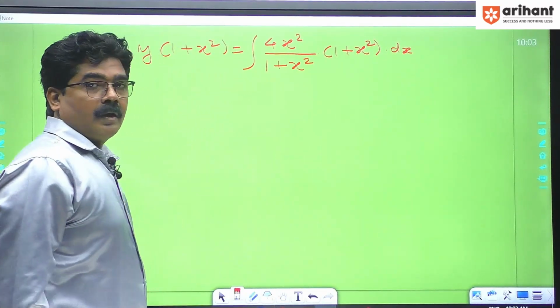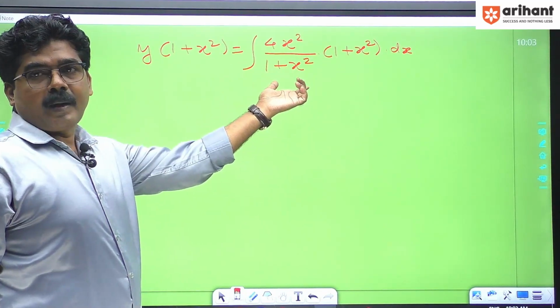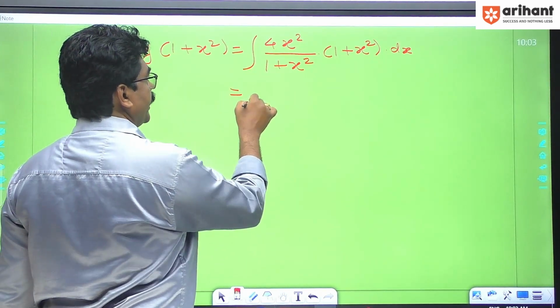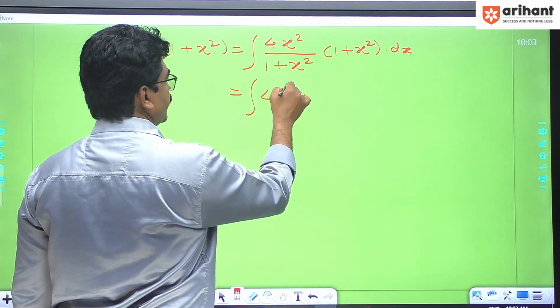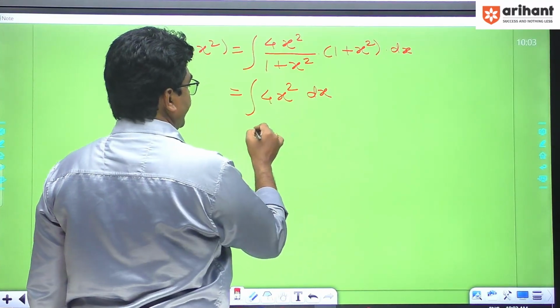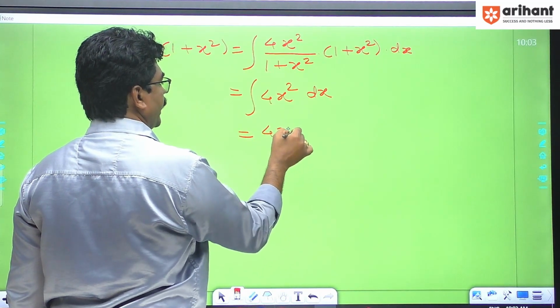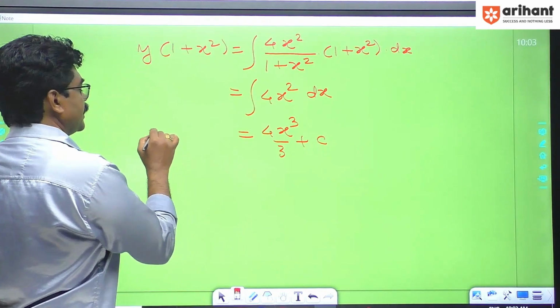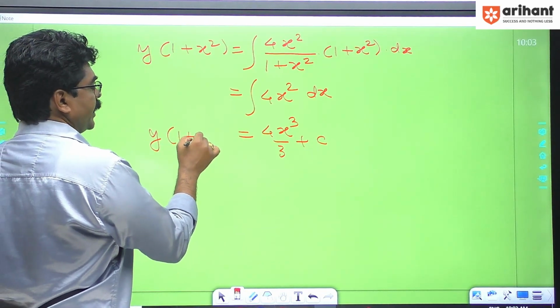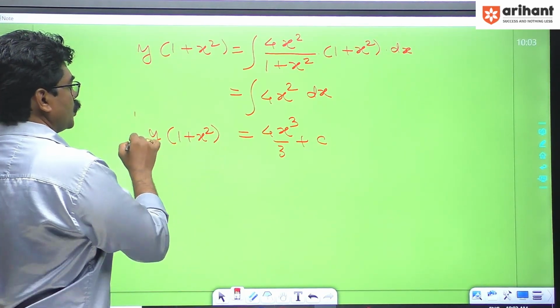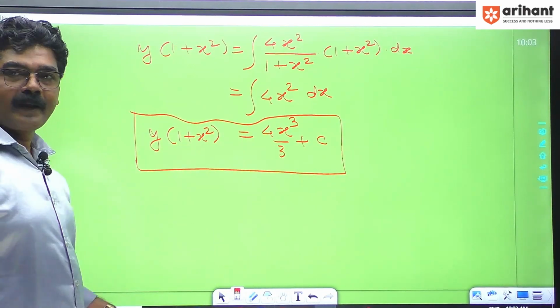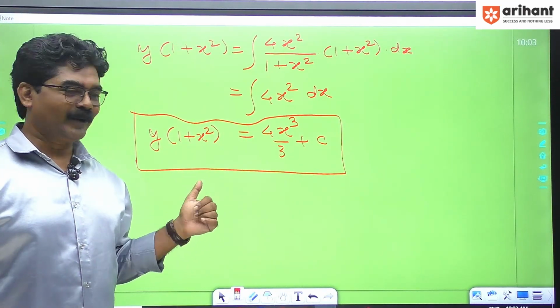Okay, and now this is the simplest integral part. 1 plus x square cancel, and the remaining term is integral of 4x square dx, and it is equal to 4x cube by 3 plus c, and on the left side this is y into 1 plus x square, and this is the general solution of differential equation. Getting? Did you understand?